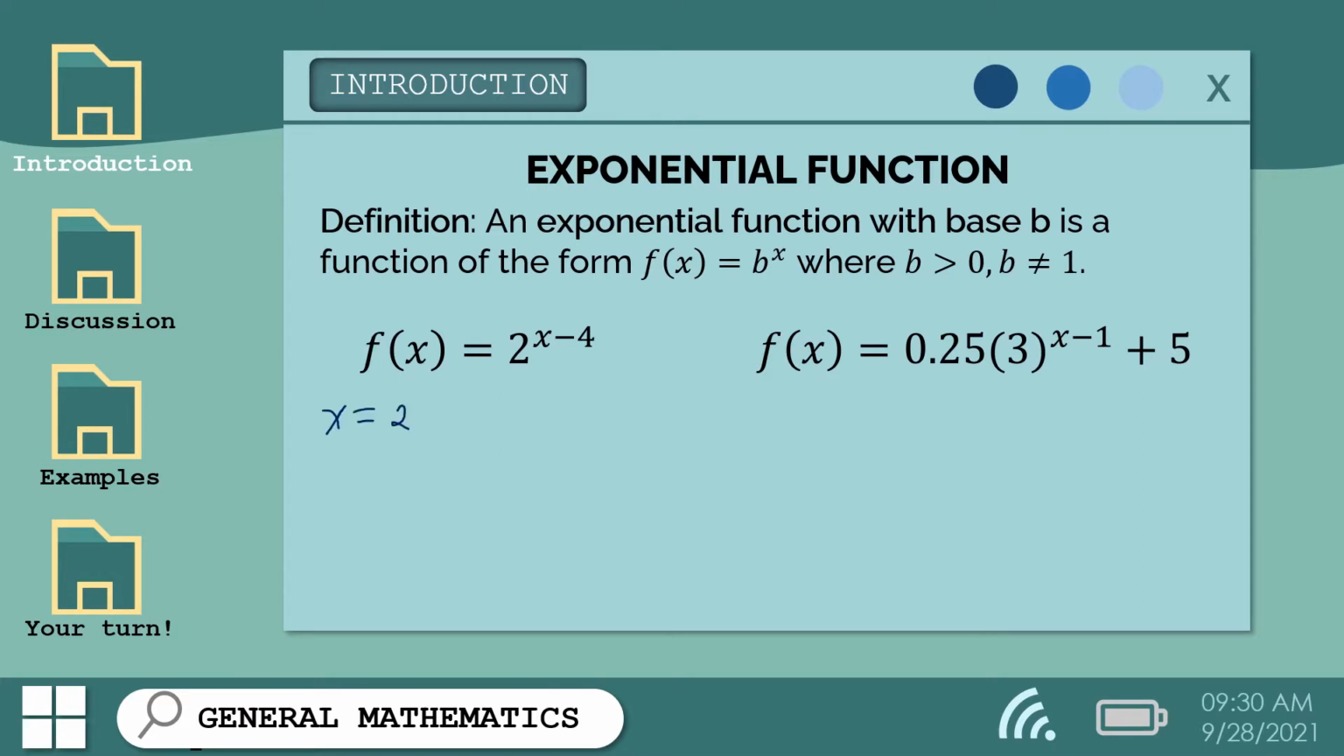Kung maaalala ninyo, kapag nag-evaluate tayo ng function, sinasubstitute lang po natin o pinapalitan lang natin lahat ng x na ating function ng assigned value. At in this case, ang assigned value natin is 2. f of 2 is equal to 2 raised to 2 minus 4. Ayan. So, yung x, pinalitan lang po ng 2. Then, simplify. 2 minus 4 is negative 2. Ayan. So, ibig sabihin, ang f of 2 po natin is 2 raised to negative 2 or 1/4.